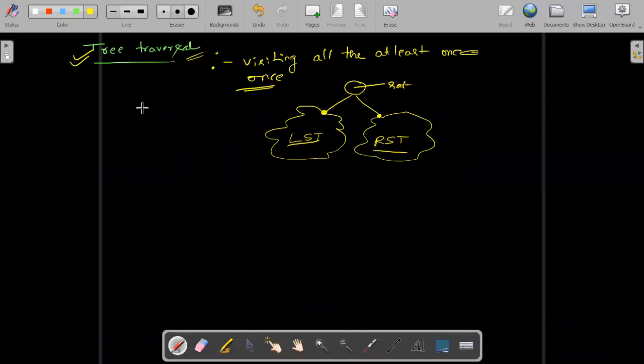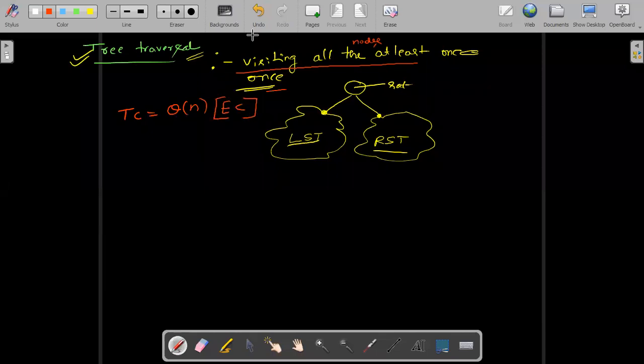Okay, sir, what is the time complexity to traverse the nodes? I told you very clearly about this. Tree traversal is nothing but visiting all the nodes at least once. At least once you have to visit all the nodes. That is the intention here. So time complexity: always when you're visiting each and every node, it will take theta of n for every case.